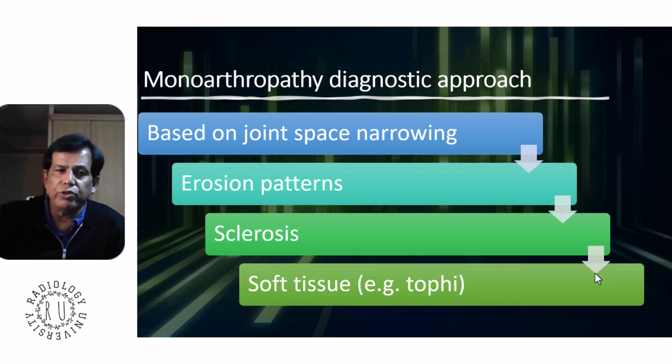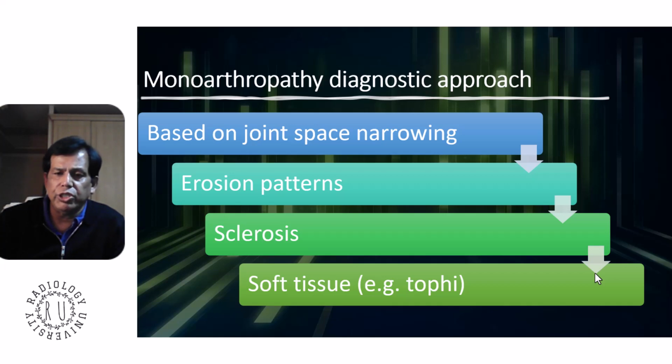So that is where you should approach: joint space, erosive pattern, sclerosis yes or no, soft tissue yes or no. Keep this in mind. I hope that even in your routine practice and mindset, you will look at joints for erosions, whether there's sclerosis, long-standing or acute, and whether there's soft tissue involvement. You will definitely come to a diagnosis and a very good approach for your patients.